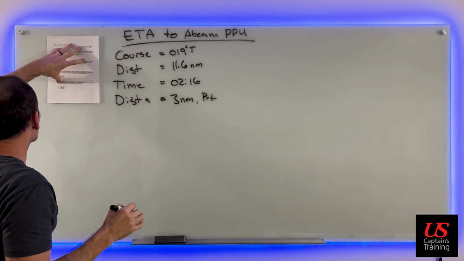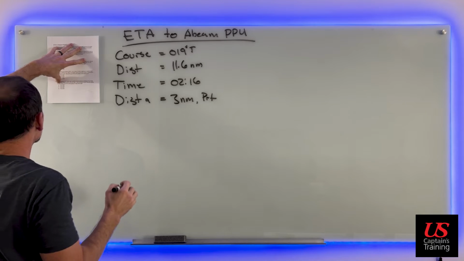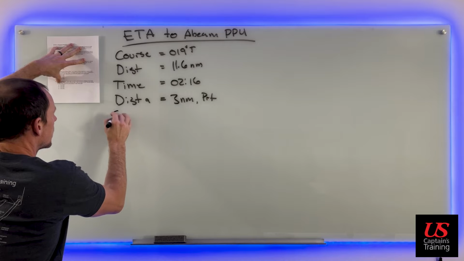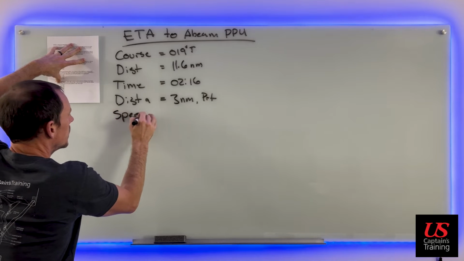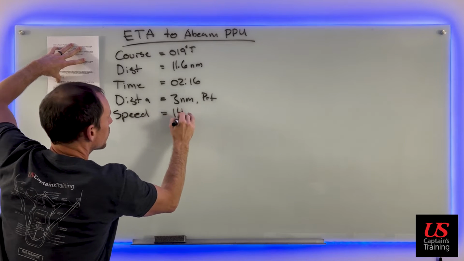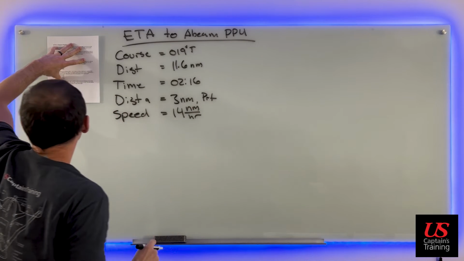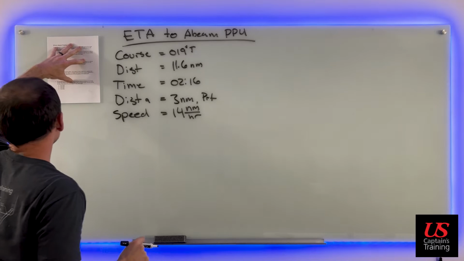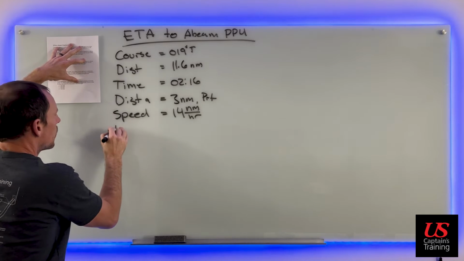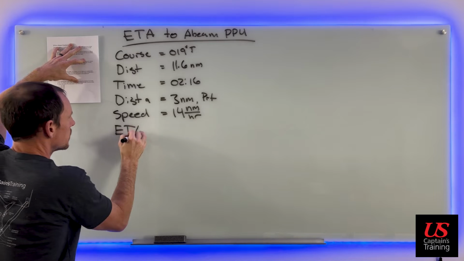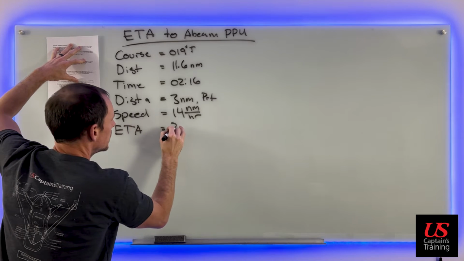If you're making 14 knots, what's your ETA? So it gave us our speed just now. It says we're making 14 nautical miles per every hour. What is your ETA at the position 3 miles off the light? It wants ETA. That's the question. What is our ETA at that light?